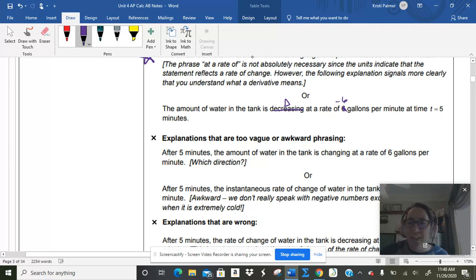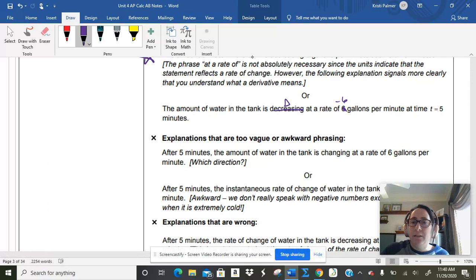Don't forget that you need the time. You need to interpret this with the units, and be careful if you say changing with the negative or decreasing without the negative.